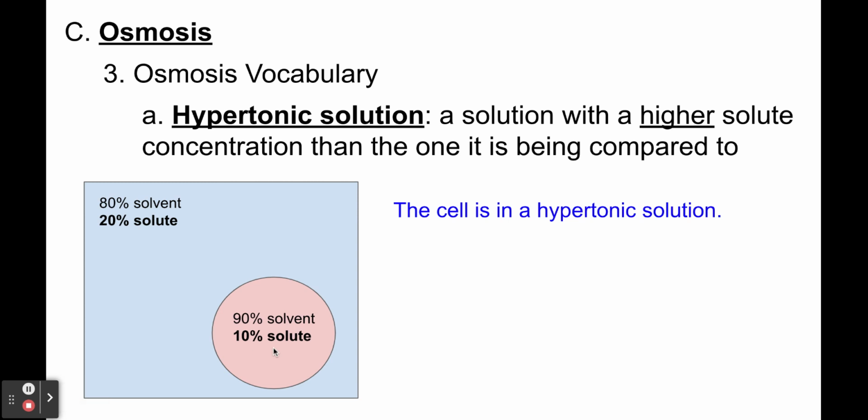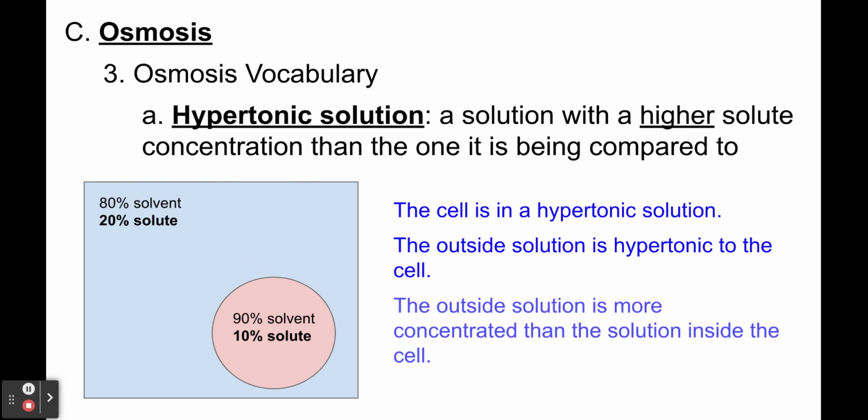So using these terms correctly in a sentence is really important. That's why I'm going to show you a couple examples of how to use each of these terms. Here's the first one. I would say this cell is in a hypertonic solution. I could also say the outside solution is hypertonic to the cell. This is a comparison. Or I could say the outside solution is more concentrated than the solution inside the cell. That gives the same meaning, even though I'm not using the term hypertonic.